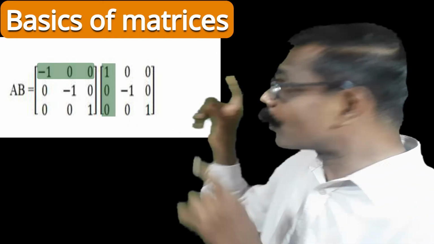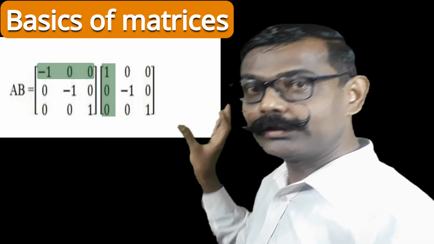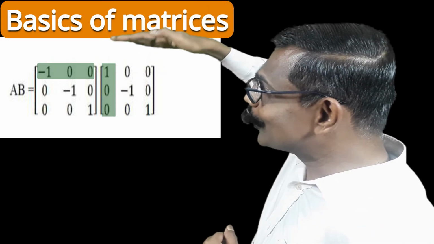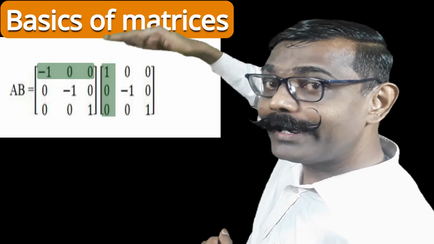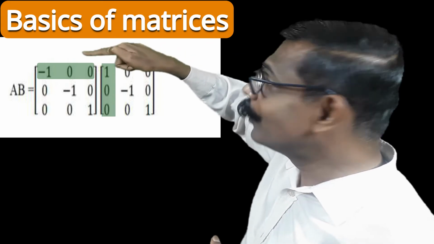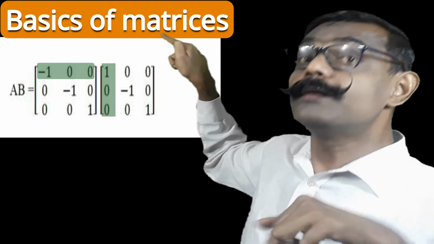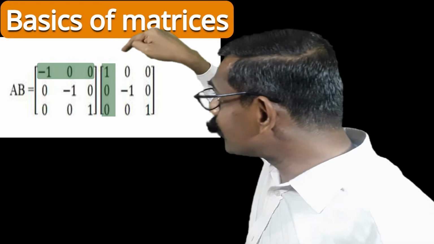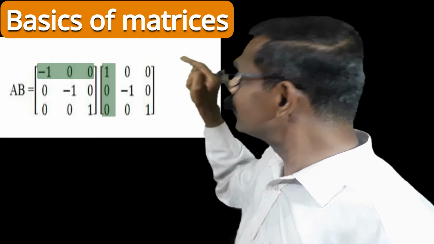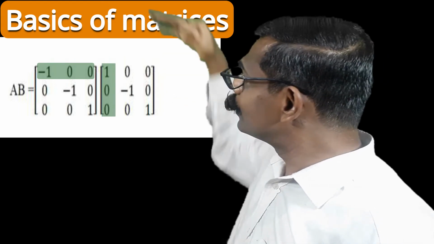Meaning what I need to do? The column in B, what is that column? 1, 0, 0. That I will lift, and I will adjust it on the row -1, 0, 0. So respective elements will undergo multiplication. So -1 of the row will multiply with 1 of the column. So what is the answer? -1. Plus the second element of the row and second element of the column, 0 and 0. Answer is 0. Plus the third element of the row and third element of the column, that's a 0. So the summation is what?